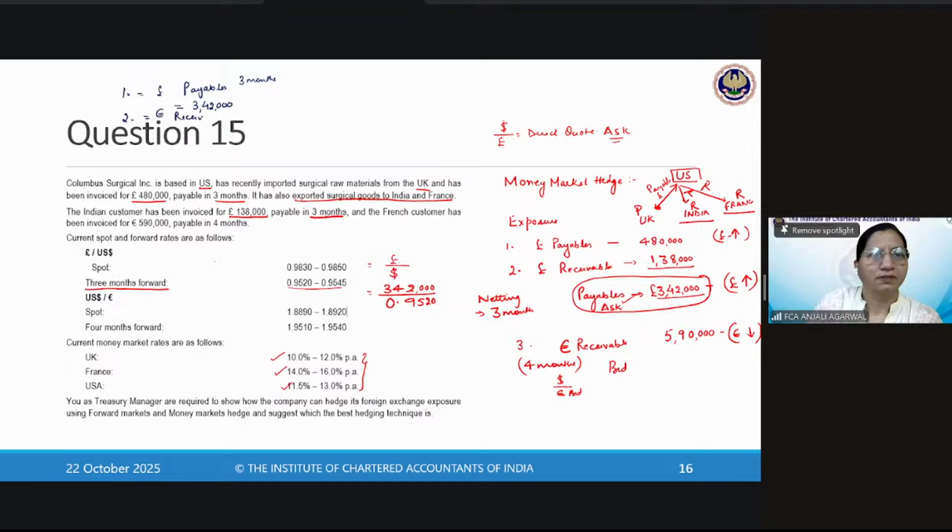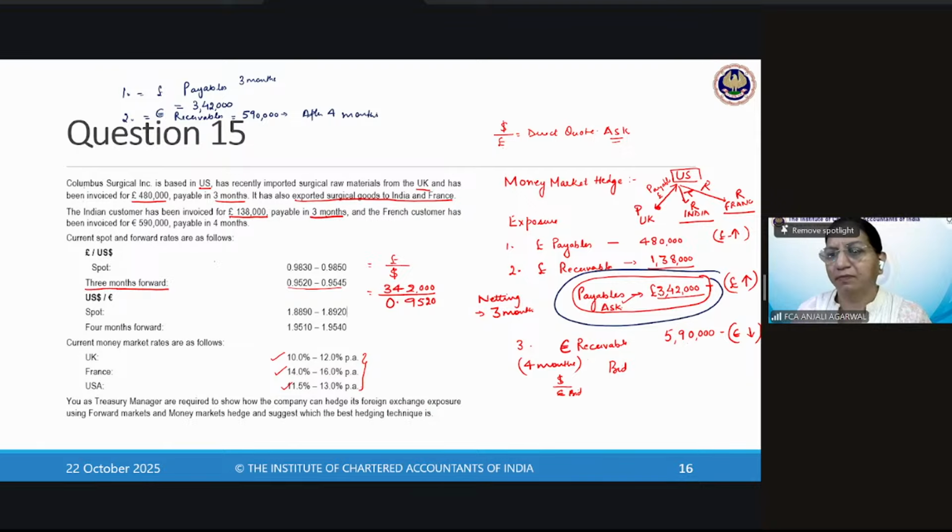Euro receivables, 5,90,000. This is after 4 months, right? So two things we have identified. Pound payables after 3 months and euro receivables after 4 months. Now, if you want to use a money market hedge, let's take first the pound payables.